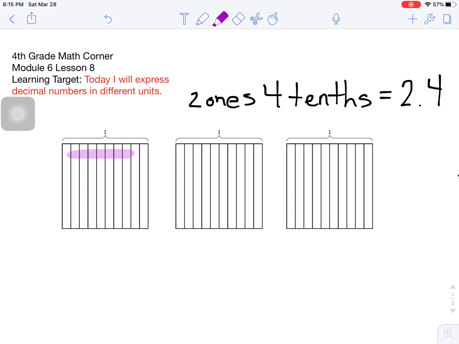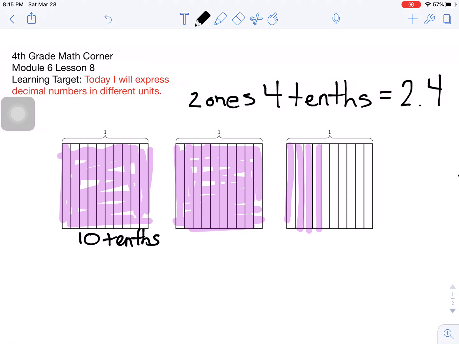So here I have 1 whole, and here I have another whole, and then I'm going to color in 4 tenths. This allows me to see how many tenths are in 2 and 4 tenths. If I look here, this has 10 tenths. And in this whole, there's another 10 tenths.